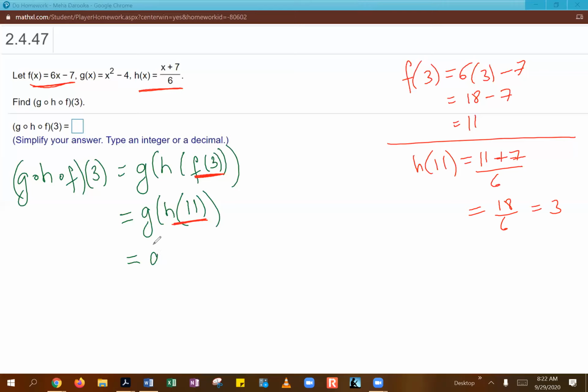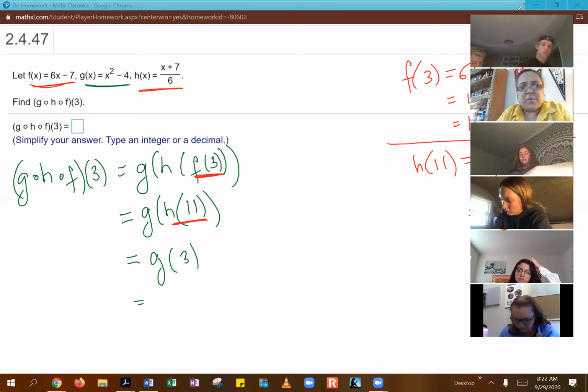And now we have g on the outside. And instead of h of 11 now, you're replacing that with 3, which will of course bring us to the g function. So when we plug that in, what do we end up with as our final answer here?